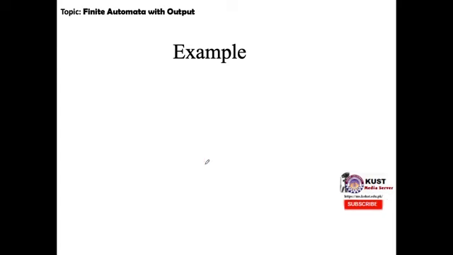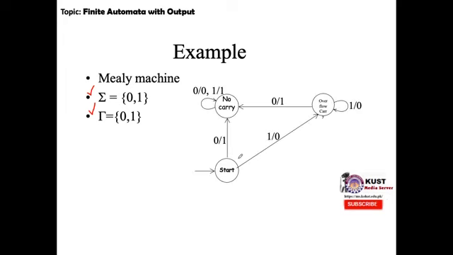Let's take another example. Consider Mealy machine and input letters 0, 1. Output letters are also 0, 1. This is the transition diagram. From the start state, we have these states: overflow, carry, and no carry. So reading 0, what do we do? We print a 1. Reading 1, we print a 0.